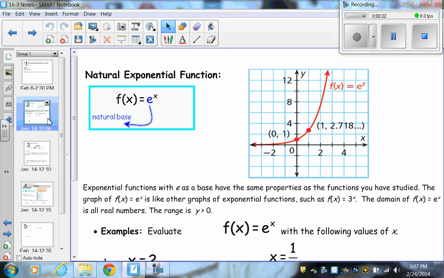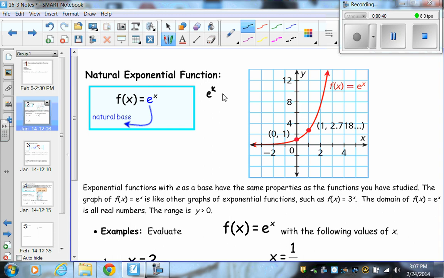To begin with, let's look at the natural exponential function, which is just f of x equals e to the x. This e is what we call our natural base. On our graphing calculators, you will notice that the e to the x is in blue above ln. So if you are ever typing in your calculator e to some number or e to the x, you're going to have to hit second and then hit ln. Okay, so the graph of f of x equals e to the x looks like this.